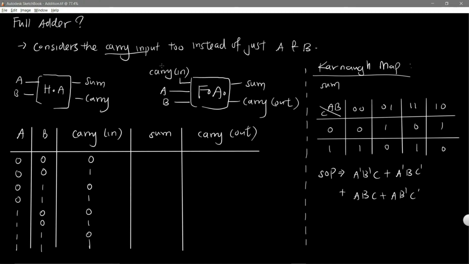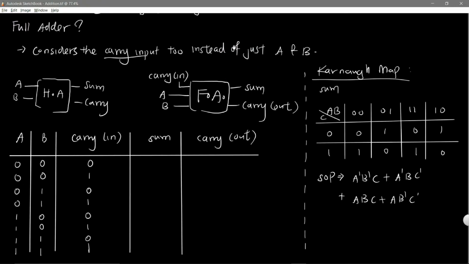What I mean by the carry input is that in a half adder you have 2 inputs and 2 outputs, but in a full adder you have 3 inputs and 2 outputs. So the extra input is actually a carry in, and what this carry in means is that it is a carry in from the last bit.